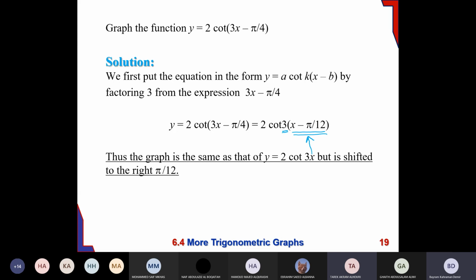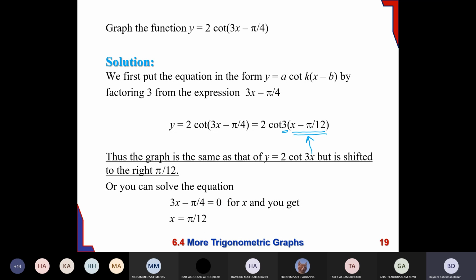Or it is maybe a little bit more clear for you. Please solve this equation for x. Just make 3x minus pi over 4 equal 0, and then solve for x, everybody. So you will get x equals pi over 12. That means the shift is pi over 12 units to the right.